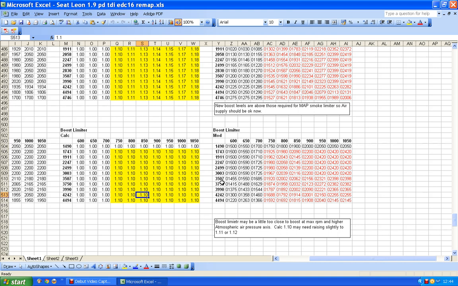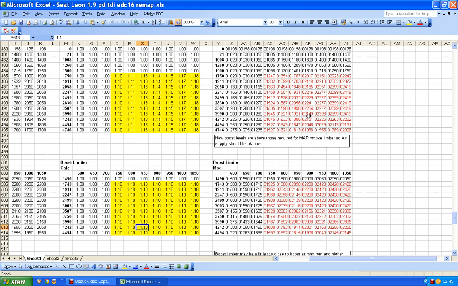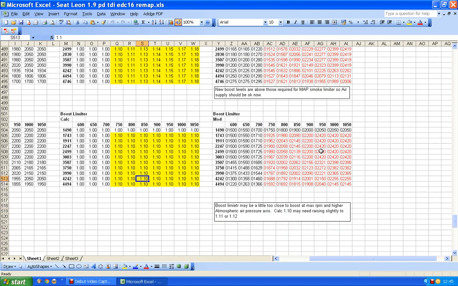And that is why this is an example. This is not a remap of a car saying here's the figures, go and use them. This is how changes could be made. It's up to you what changes you make. So these are the possible changes for a boost limiter that doesn't quite match boost but is fairly close to it. So you might want to consider making further changes than this.